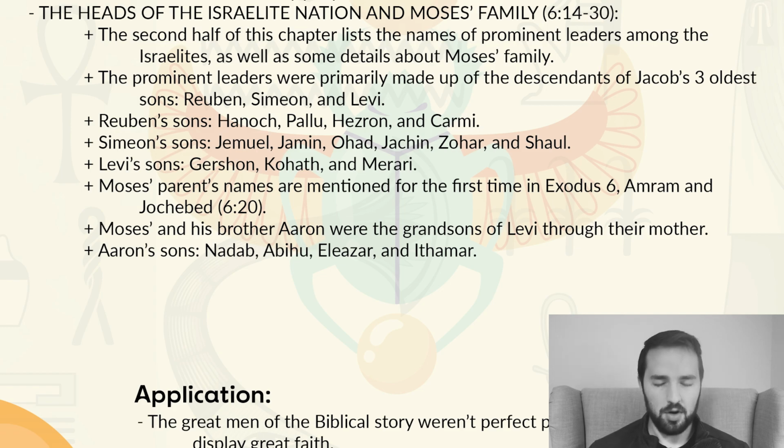Moses' parents' names are listed here for actually the first time in Exodus. We haven't been told what their names are so far. Exodus chapter 6, verse 20 tells us that Moses' dad was named Amram and his mother was named Jochebed. Moses and his brother Aaron were the grandsons of Levi through their mother. So they were from the tribe of Levi, and that becomes very important because Aaron and his sons are later going to become the priests of the Israelite nation. And if you know the story of the rest of the New Testament, you'll know that the priests always came from the tribe of Levi.